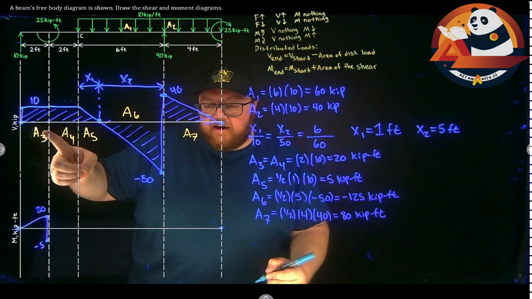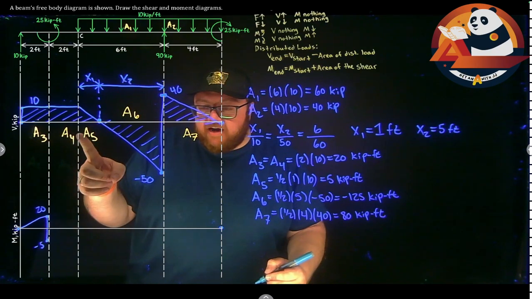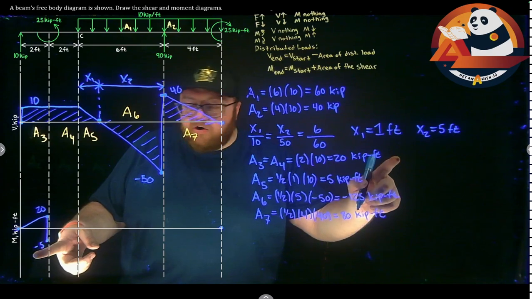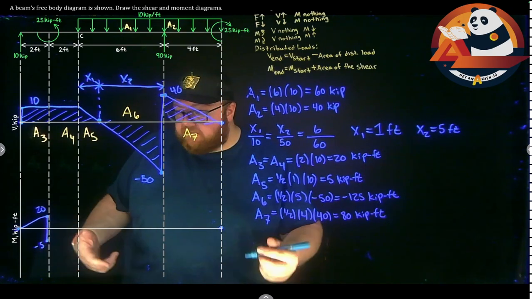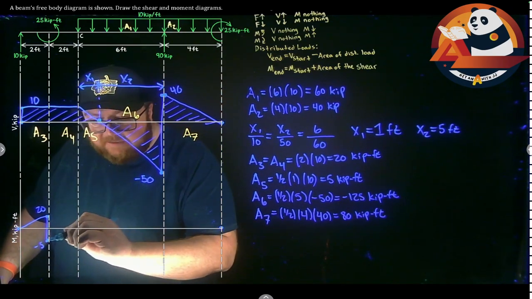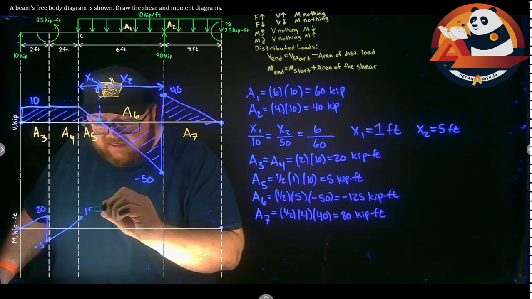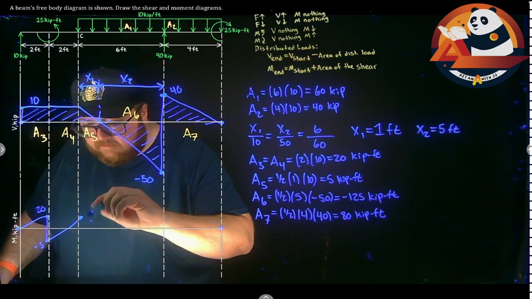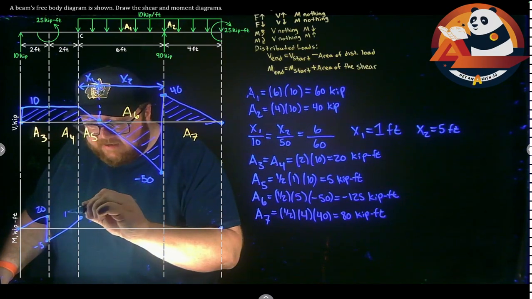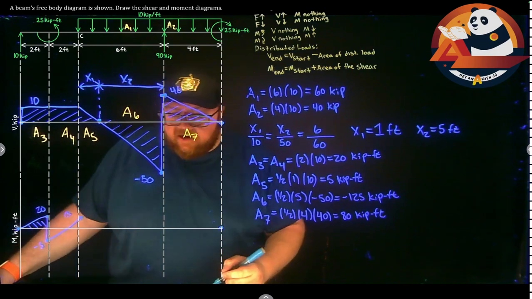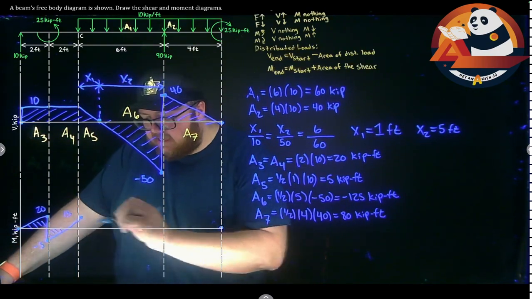Then my next area, my moment at the end of area 4 is the moment at the beginning, negative 5, plus area 4, 20. Negative 5 plus 20 brings us back up to 15. 15 right here. I'm going to label it on this side. From there, we can fill in our next piece as well.